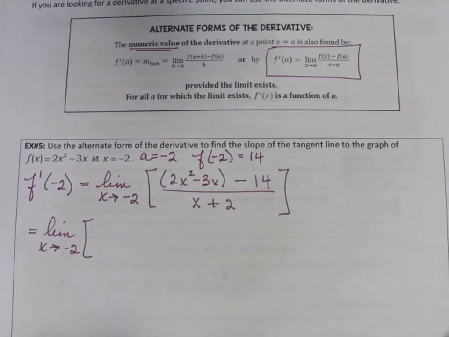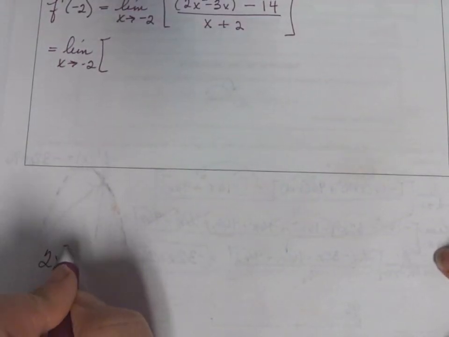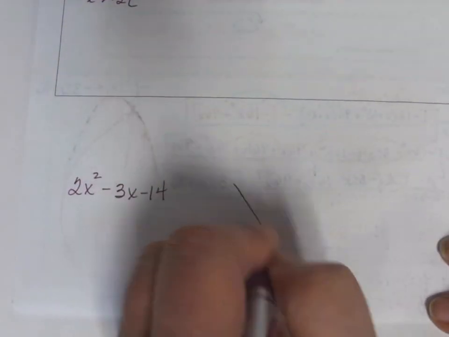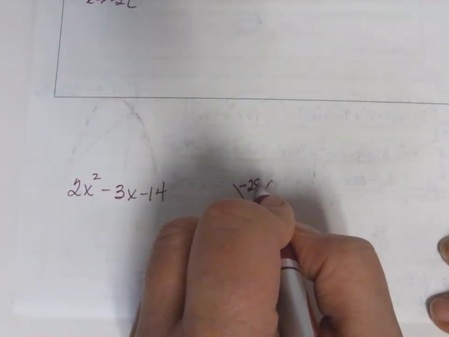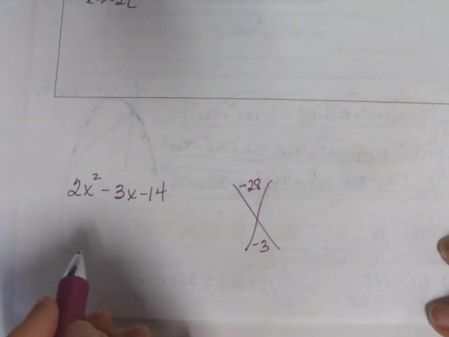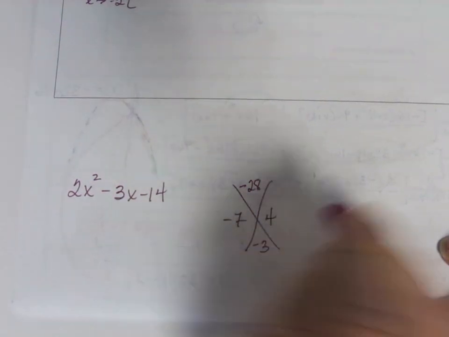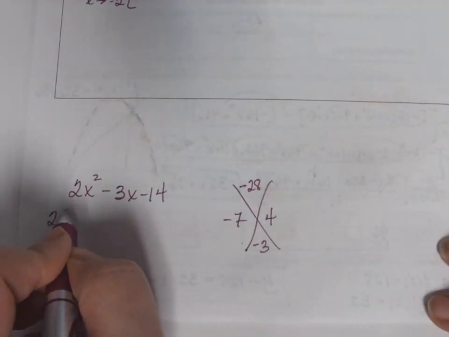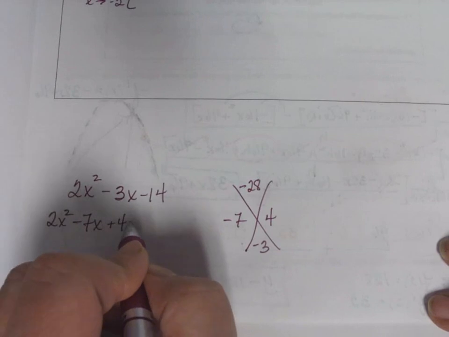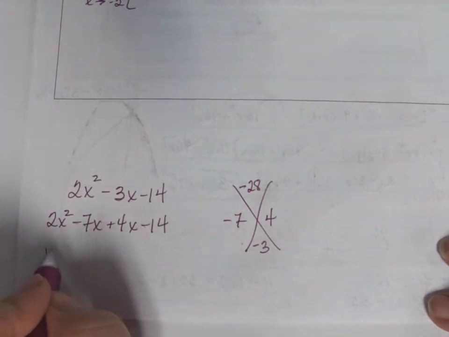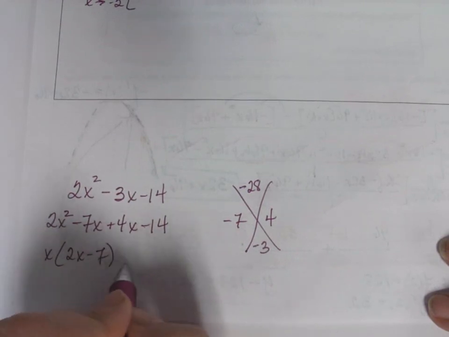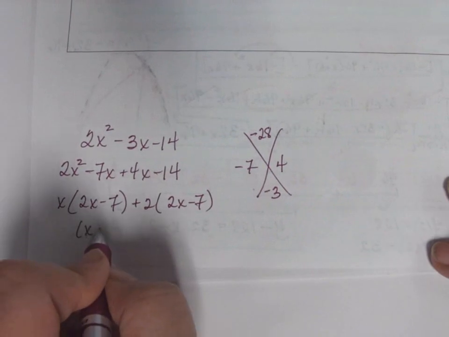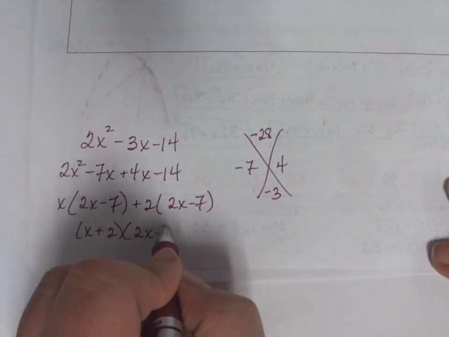Okay, so we want to factor the numerator. So I'm going to come down here. We've got 2x squared minus 3x minus 14. So let's see, we need to multiply to negative 28, and we need to add to negative 3. So how about a negative 7 and a positive 4? So 2x squared minus 7x plus 4x minus 14. So x times 2x minus 7 plus 2 times 2x minus 7. So that would give me an x plus 2 times 2x minus 7.